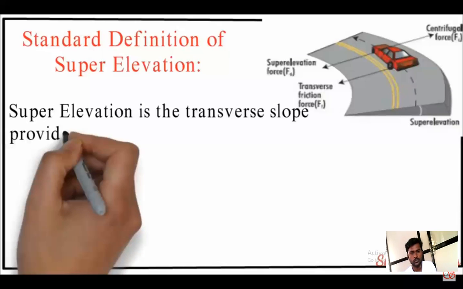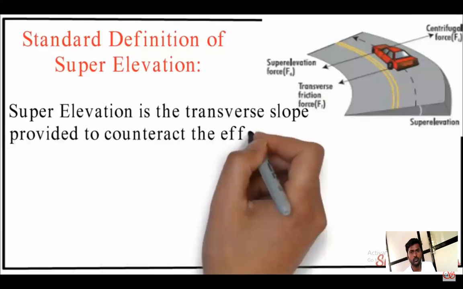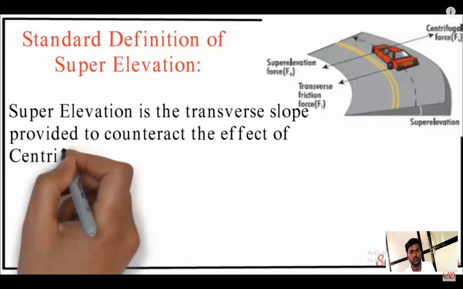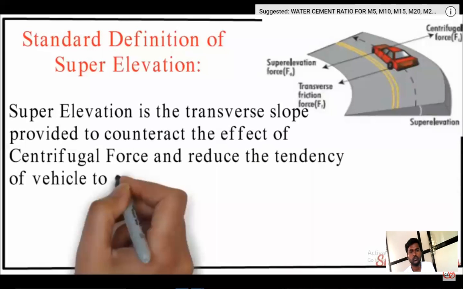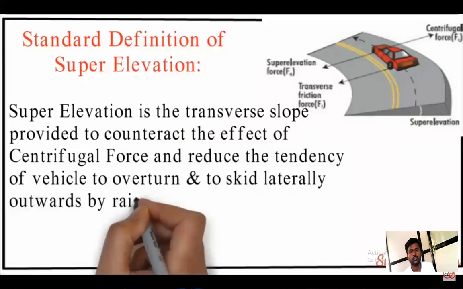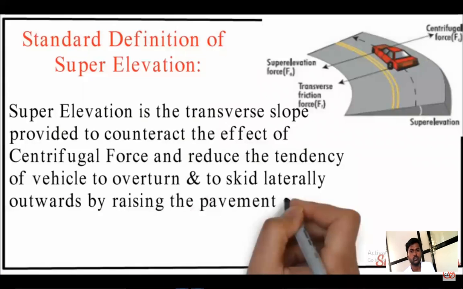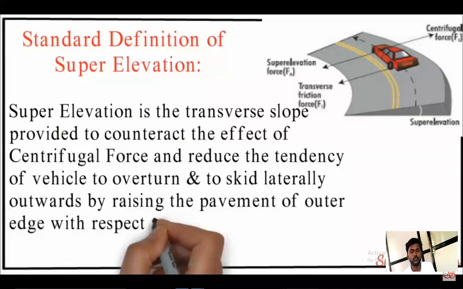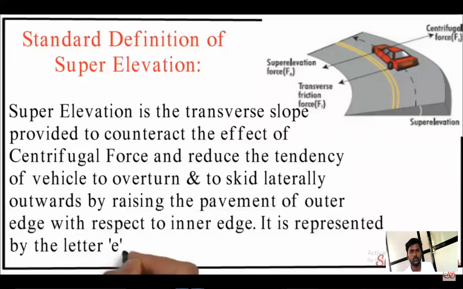Super elevation is the transverse slope provided to counteract the effect of centrifugal force and reduce the tendency of vehicles to overturn and to skid laterally outwards, by raising the pavement of the outer edge with respect to the inner edge. It is represented by the letter E.